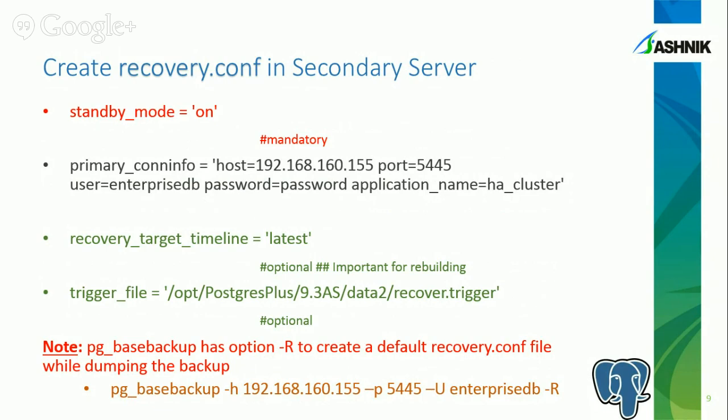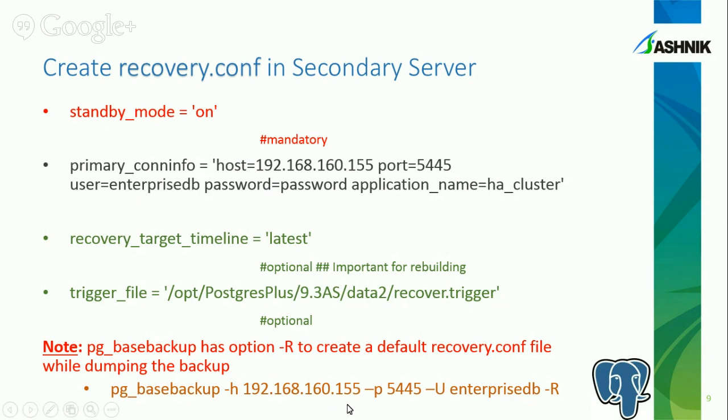Then we need to specify recovery target timeline. You can skip this parameter, but I'll keep it because it is required for rebuilding and remastering. Then you can specify a trigger file. This trigger file is basically used for doing the failover or promoting the secondary server to become master. Once this trigger file is detected, the secondary server will promote itself to become master. So this is an optional parameter. You can skip this. There is another way you can promote a secondary server. We'll look at that as well.